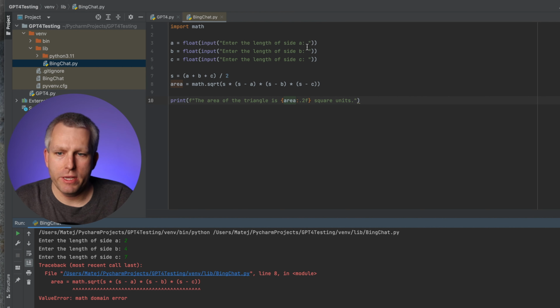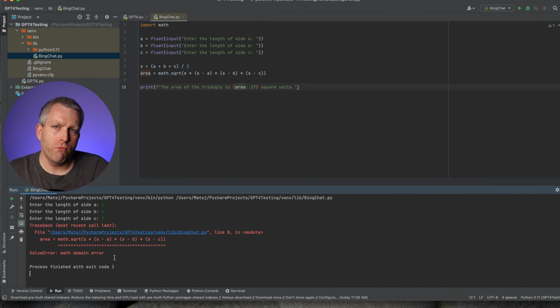So what happens here is that one of these terms, when you do S, which is 2 plus 4 plus 7 divided by 2, so that is 6.5, and then you do minus C. So 6.5 minus 7 is minus 0.5, and then when you multiply all these numbers, you get a negative number. And then you try to do a square root of that, and that's the error. You can't do a square root of a negative number.